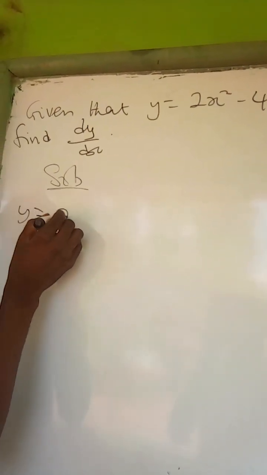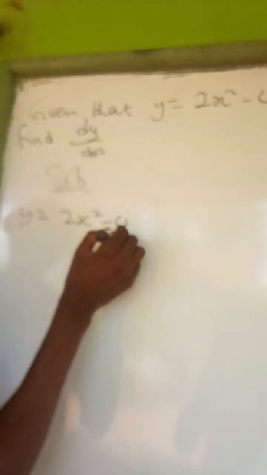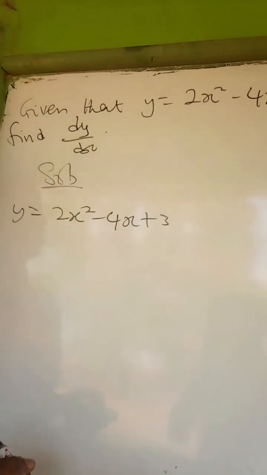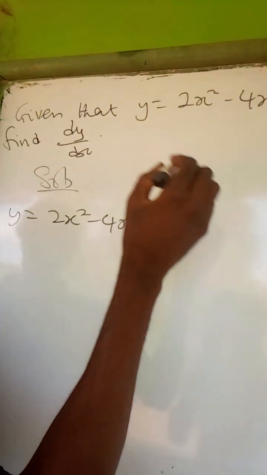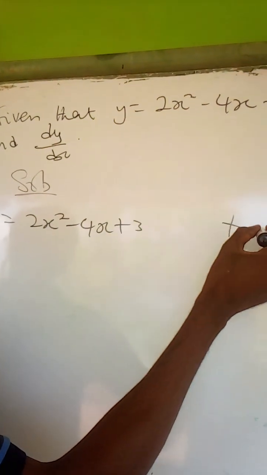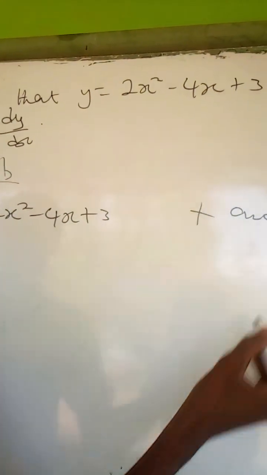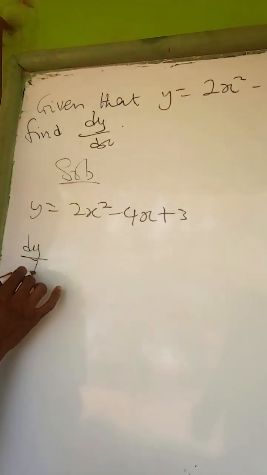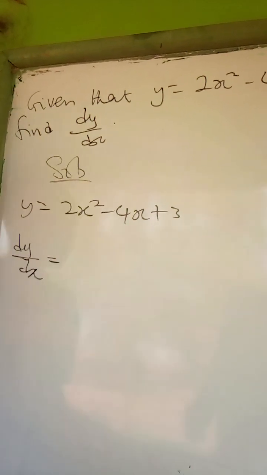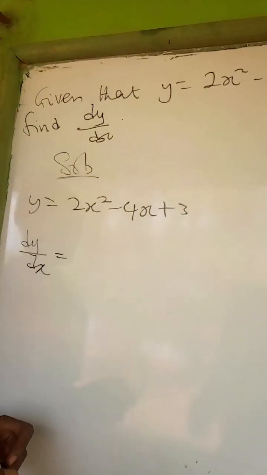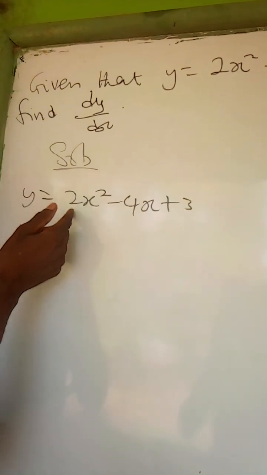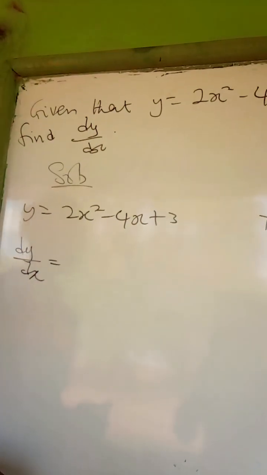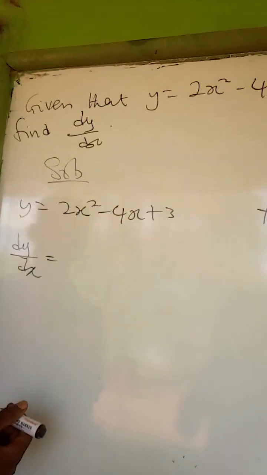The function y is equal to 2x squared minus 4x plus 3. And basically, when you are differentiating, we use two of the basic operations. We use multiplication and subtraction. Now, dy/dx is equal to, and also when we are differentiating, we differentiate term by term. This first term, second term, third term, in that order. So we begin with our first term.